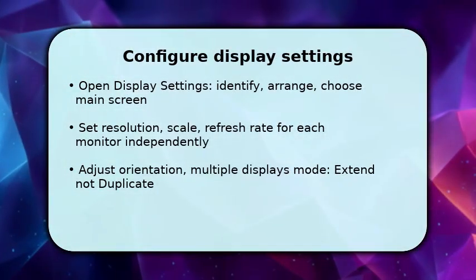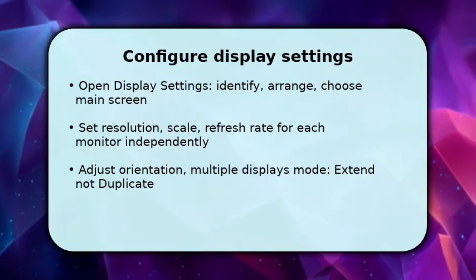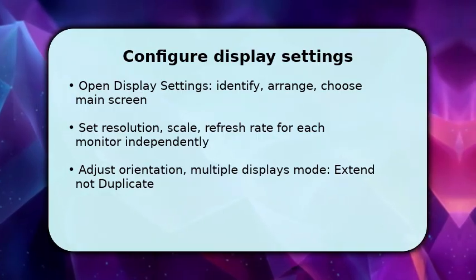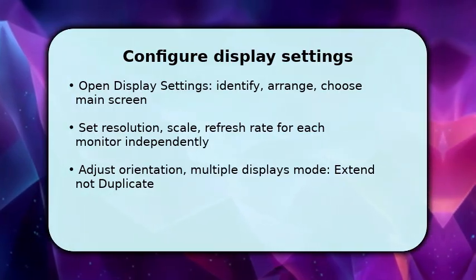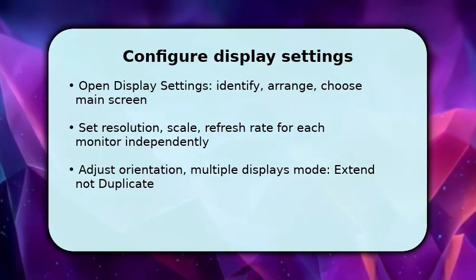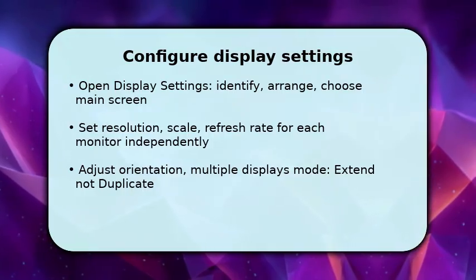You should open Display Settings and click Identify to see which monitor Windows or Mac OS labels. Drag the displays into the correct relative positions so the cursor travels naturally. This is why physical placement mattered earlier. Select the desired main display so taskbars or docks appear where you expect.